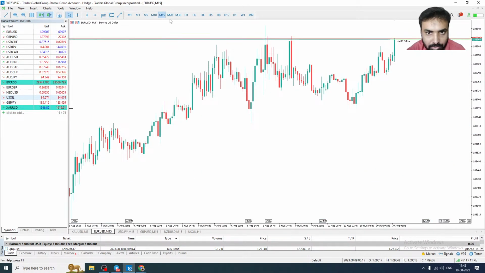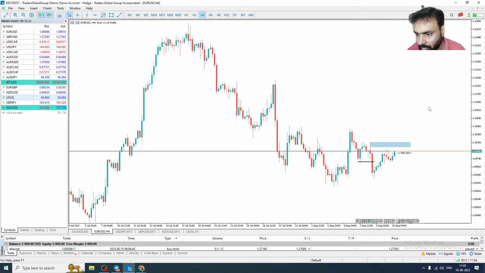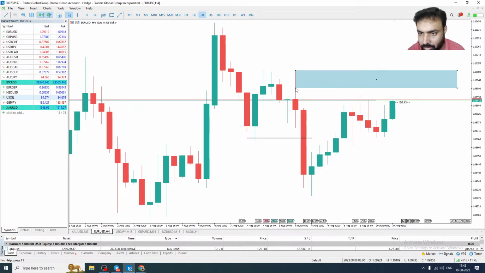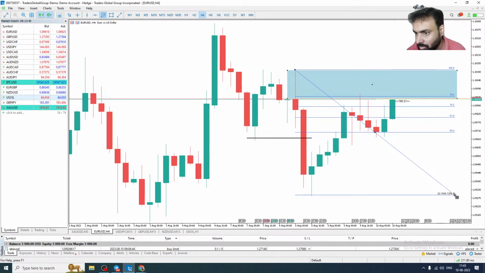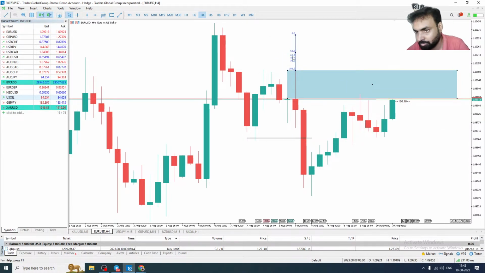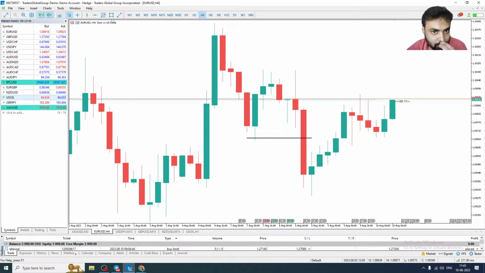What happened to GBP, Euro USD? Euro USD, we haven't marked anything. We have marked this big portion. Full candle, half candle. And I think I have taken only this one.